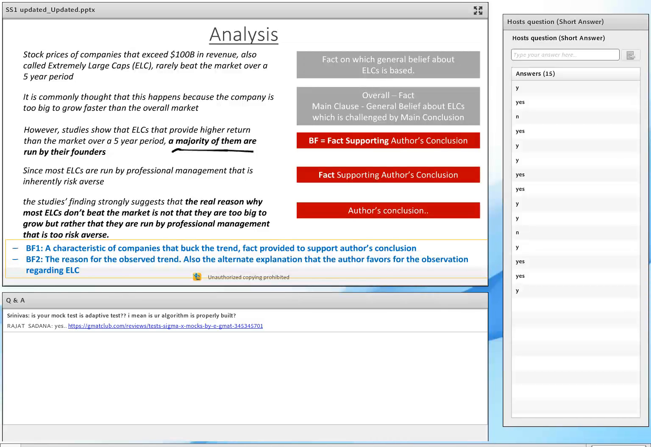Read boldface 1 and boldface 2. And I'm going to just clear the poll over here and tell me, is that clear? What is boldface 1? It's a fact or a data point which supports the author's conclusion. Boldface 2 is the main conclusion, or it's the explanation that the author favors for this observation. Why is it that this happens? Okay, look at this. I want to see a few more yes. Okay, BF2 is not clear. What about BF2 is not clear? All right.